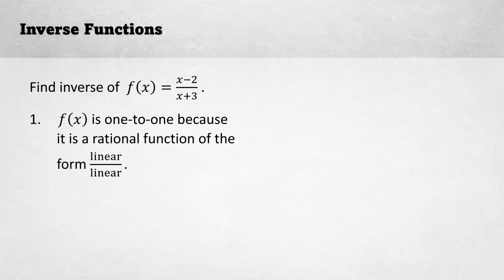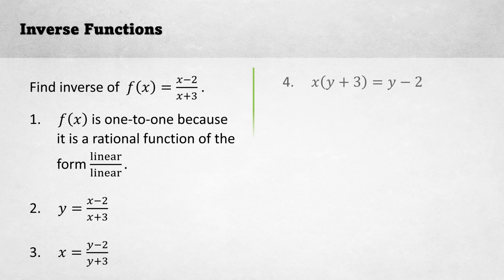Here's an example where we are asked to find the inverse function for f of x. First, we check to see if f of x is 1 to 1. Any rational function of the form linear over linear or constant over linear is 1 to 1. Therefore, f of x is 1 to 1. Then we replace f of x with y, switch x and y, and start solving for y by multiplying both sides by y plus 3 and distributing x into y plus 3.